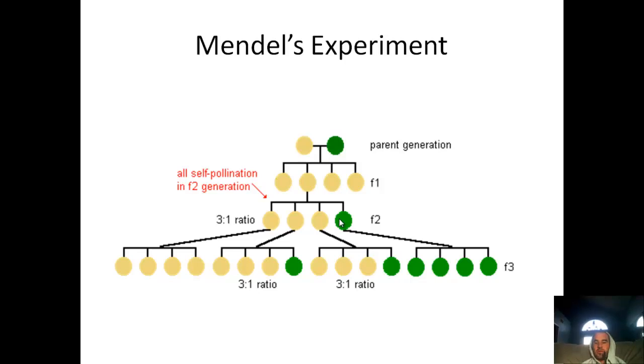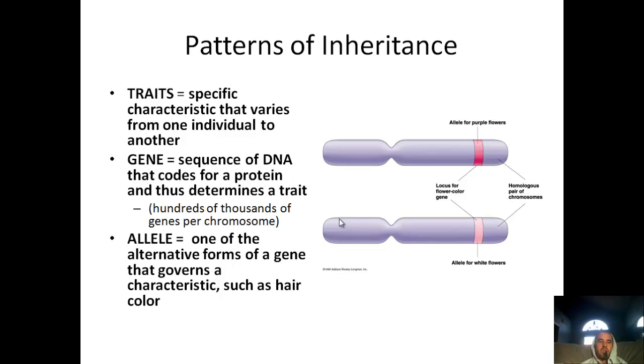So we're going to develop a little foundation for genetics. One of the keywords we use is traits. Traits are the specific characteristics that vary from one individual to another. So you could have a trait for eye color, you could have a trait for hair color or skin color.